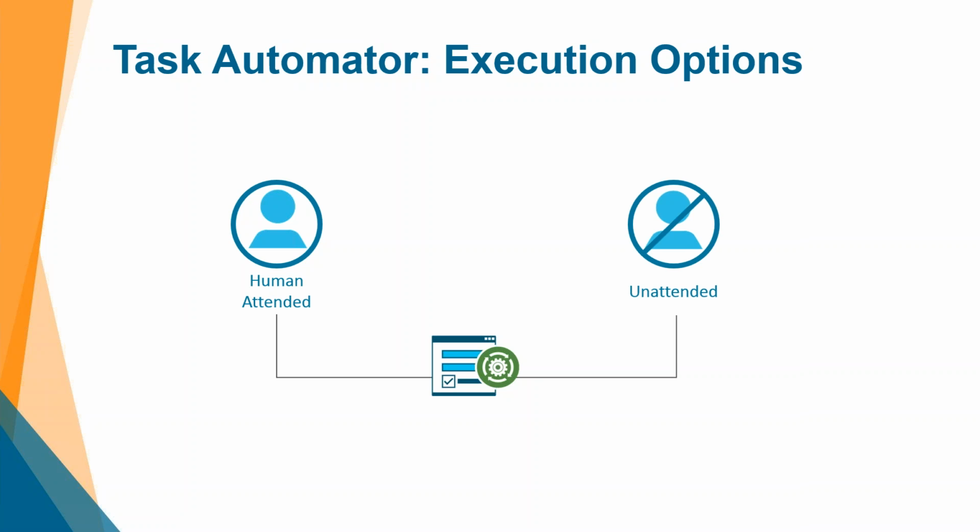Unattended, Task Automator enables automation with as little human intervention as possible. Bots can be triggered to run batch processes without human intervention, often in larger scale back-office applications. Unattended bots are usually deployed on virtual machines with the help of a centralized deployment tool.